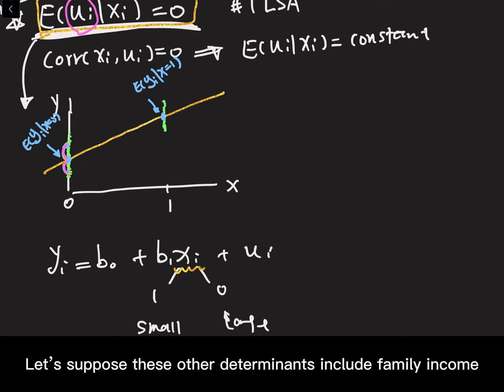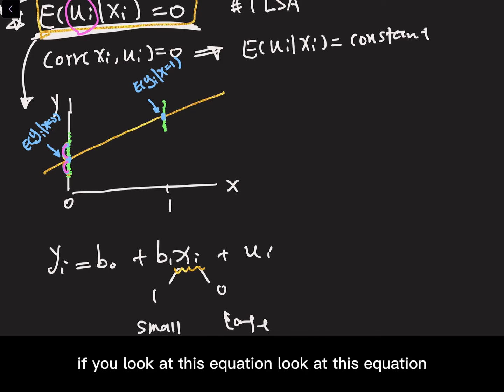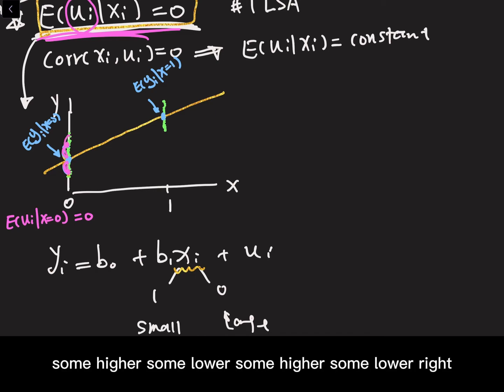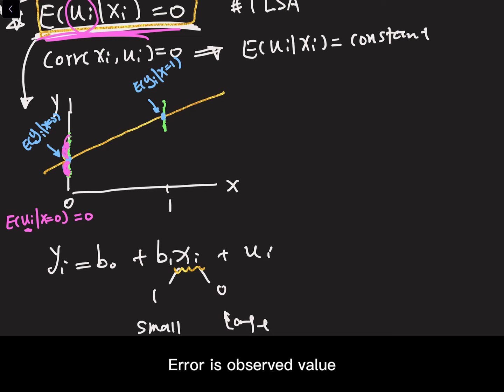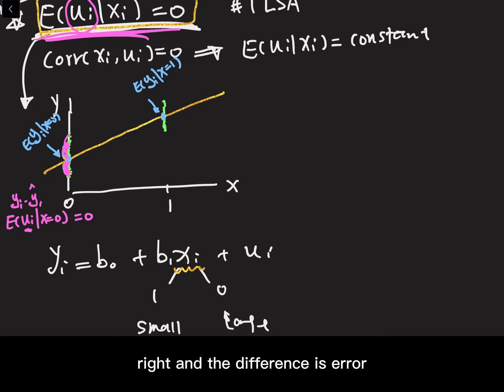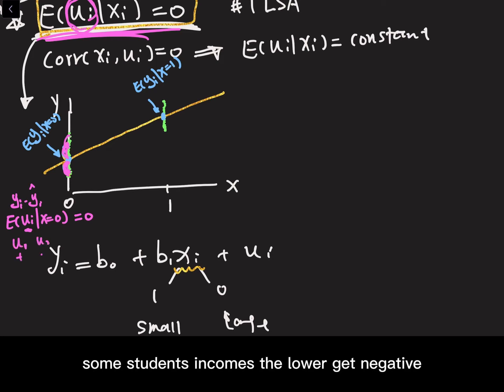Let's suppose this other determinant is family income. Look at this equation: the expected value of error, the other determinants of test score, given x equals 0. If this equals 0, graphically that means some students have higher family income and some have lower, some higher, some lower. Error is the observed value of test score minus the predicted value. Some students' incomes are higher, so you have positive errors; some are lower, so you get negative. You sum all the errors and the total equals 0.